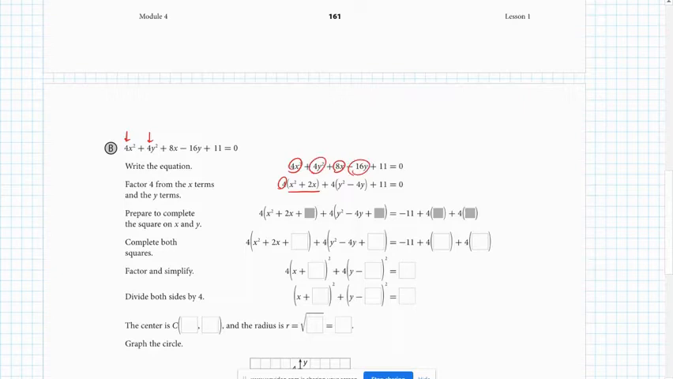Take the y terms, factor the 4 out of that, and we're left with y squared minus 4y. And then we still have the positive 11. So we're going to move the 11 to the other side. It becomes negative 11. Then we're going to complete the square the same way we did in the last problem.